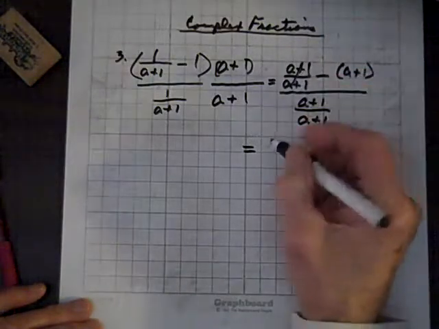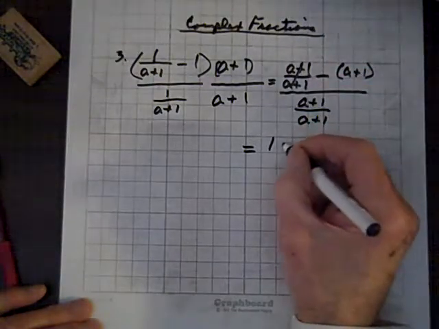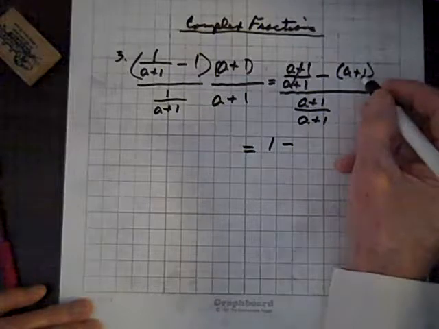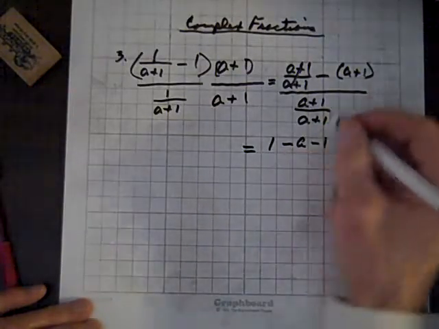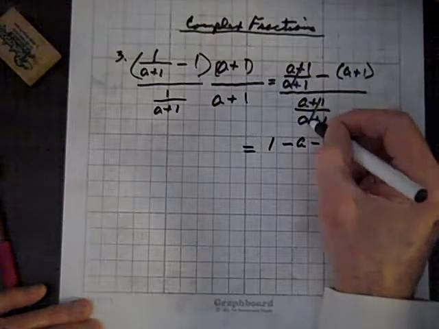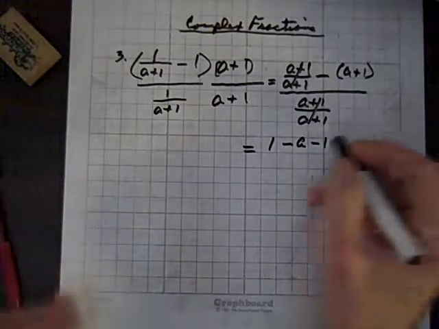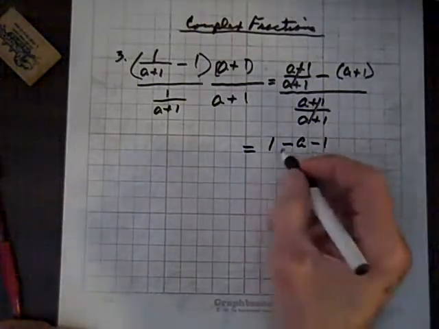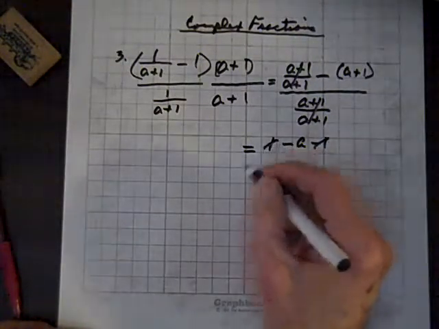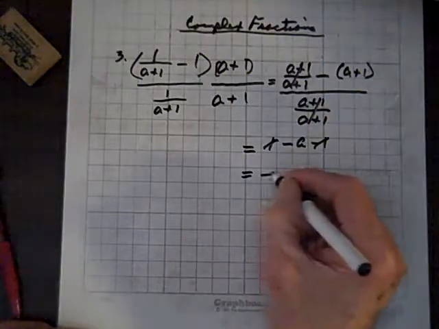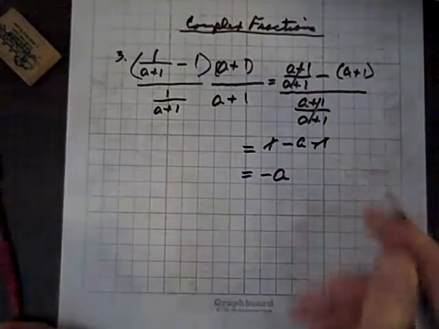These divide out, and we just get a 1 minus, and now we'll distribute that negative a minus 1. And downstairs, these just divide out and we get 1. So ultimately, this is our result. Now notice the 1's are going to add out because they have opposite signs, and we're left with negative a. And we're done.